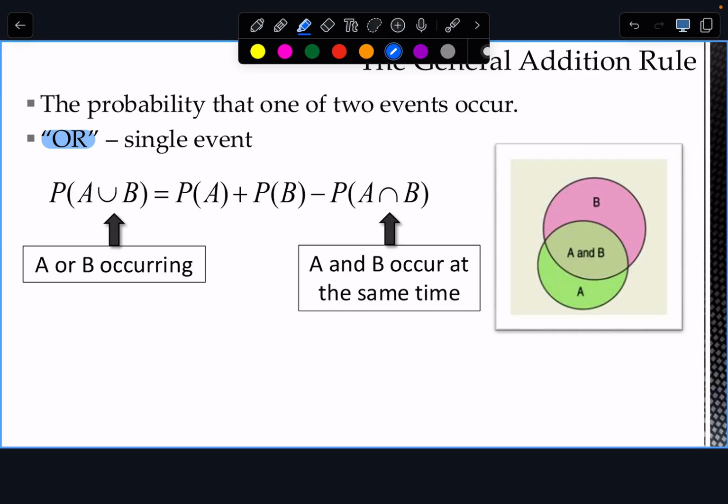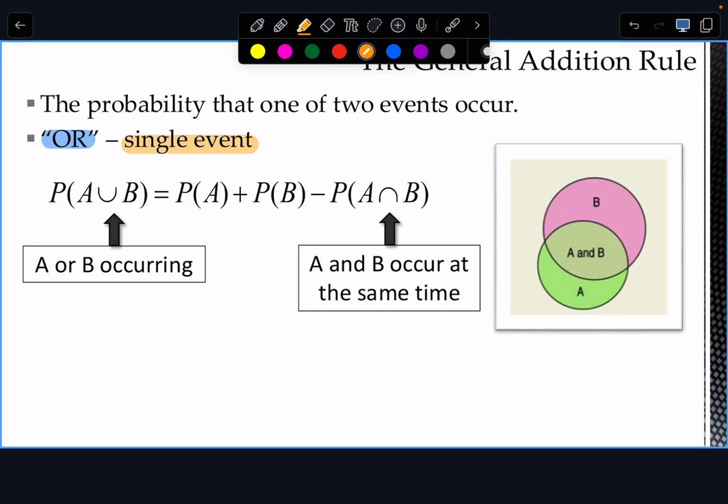The other thing that's usually a pretty good giveaway that we're using this general addition rule is I'm performing one single trial. I'm going to draw one single card from the deck. What's the probability I get this or this outcome?